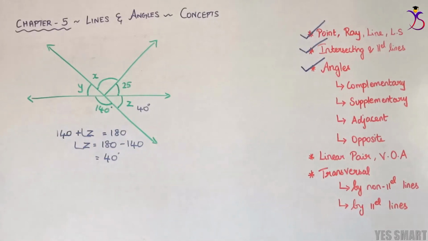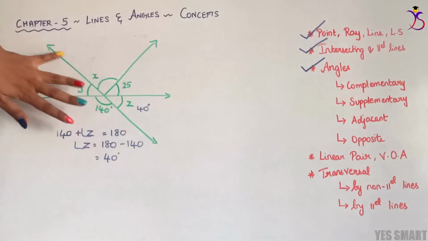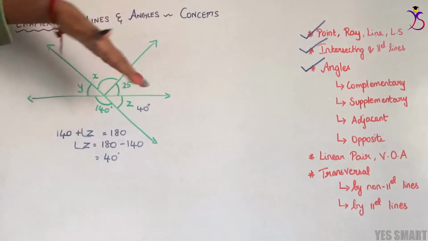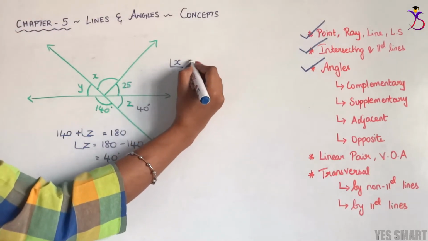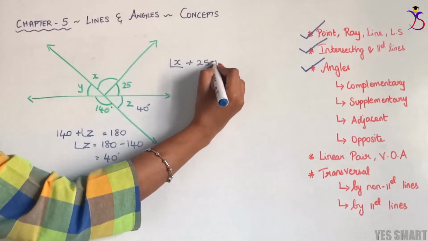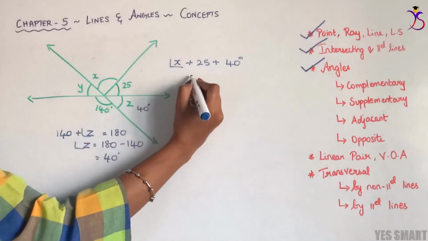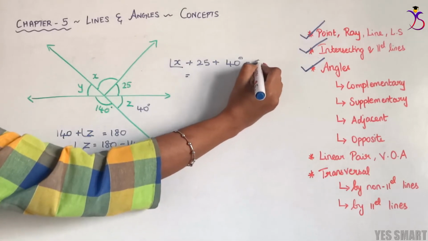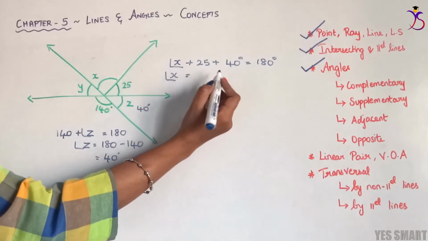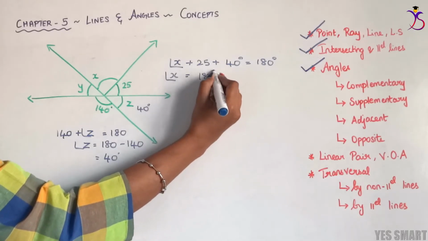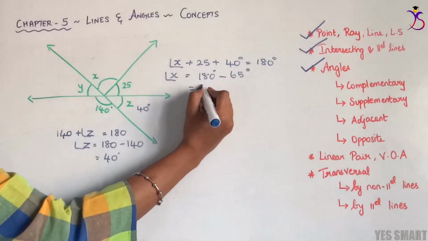Now, if you consider this as a straight line, we have three angles formed on this straight line. So the sum of those three angles is 180 degrees. So angle X plus 25 plus 40 gives us 180 degrees. The reason is linear pair. So angle X is equal to 180 minus 65, because 25 plus 40 is 65. When it is transposed, it becomes minus 65. Therefore, angle X is equal to 115 degrees.